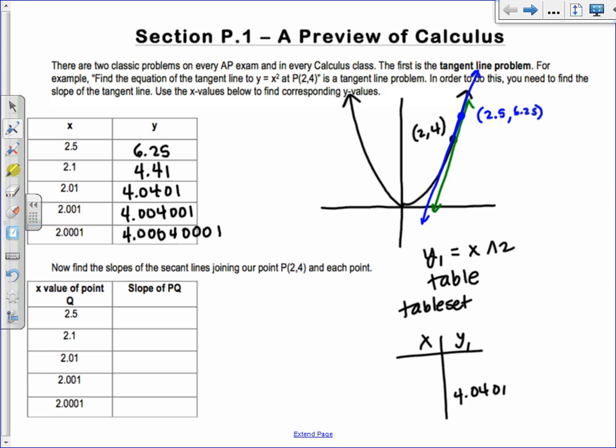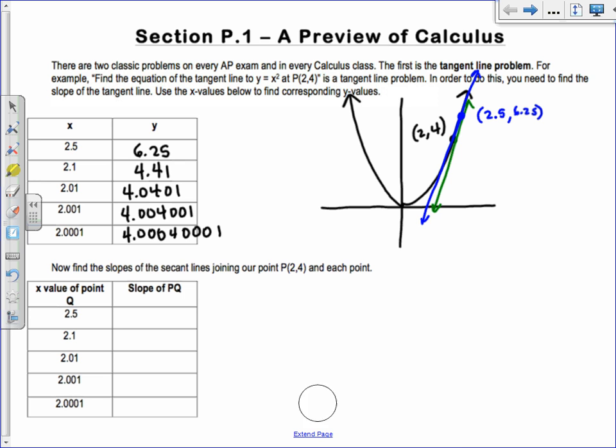So there's definitely a pattern. Each additional zero you add in, you get another zero in between the fours. Okay, so those are points. Now we want to know the slopes joining these points.